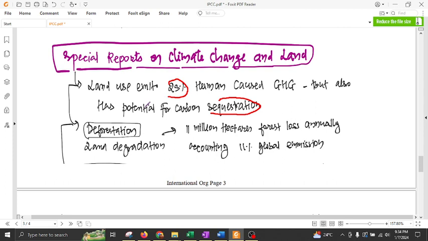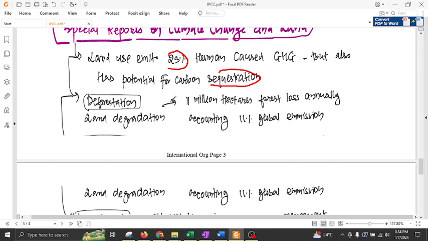So this means that although land emits 23% of greenhouse gases, land also has the potential to sequester carbon. So there is another factor, deforestation. 11 million hectares of forest is lost annually, which is causing land degradation and accounting for 11% of global emissions.